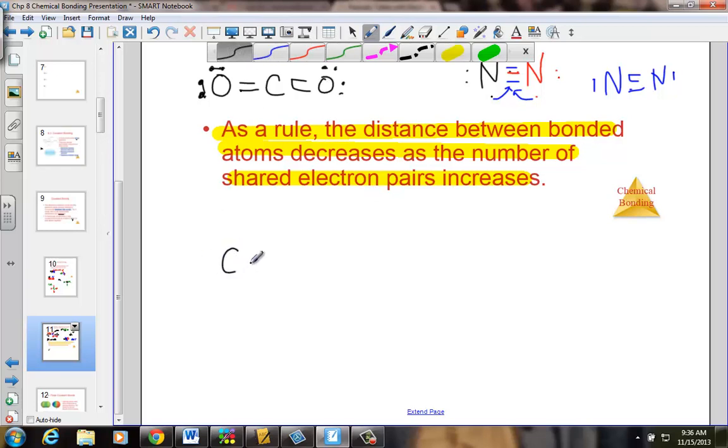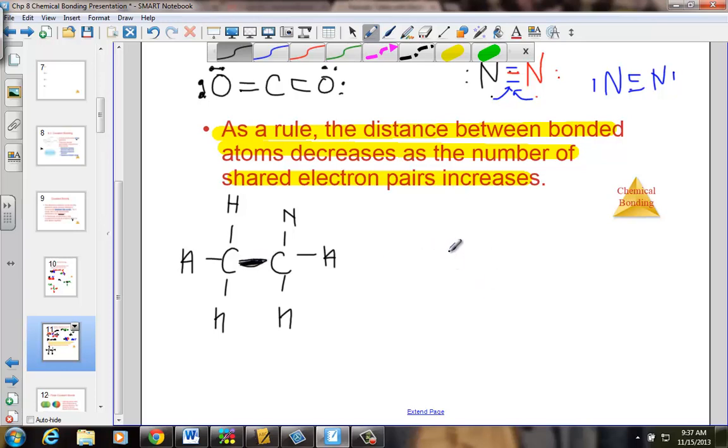Suppose I have a molecule, CH3, CH3, with a single bond, and these are hard to draw. Those H's come out. Here we go. CH3, CH3, with a single bond, a very long bond. And this is one single bond, very long.